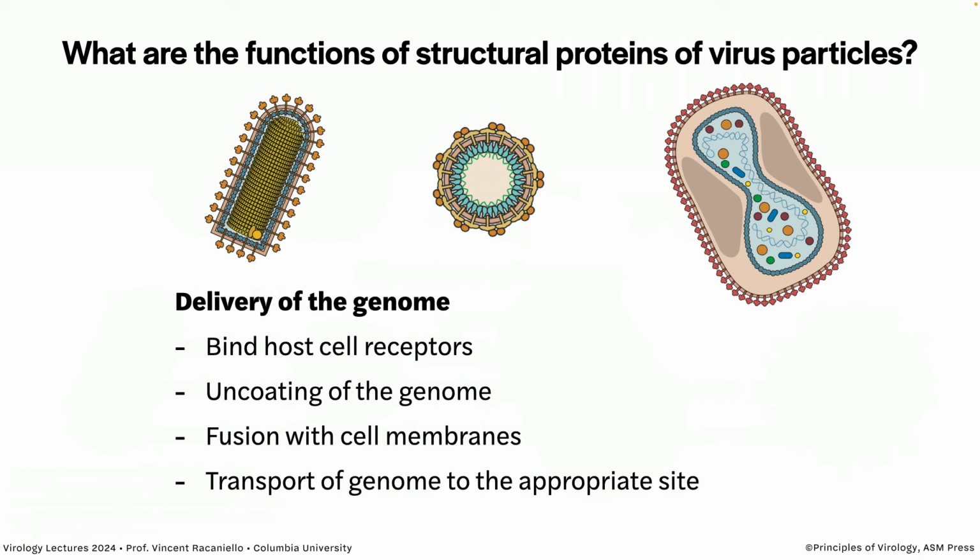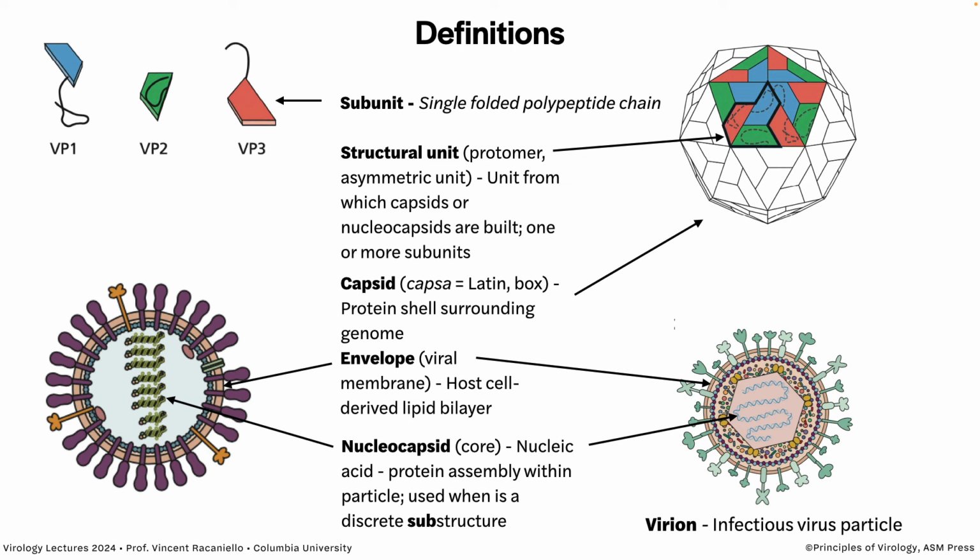These proteins participate in what we call uncoating, that is, release of the genome from the particle. And also, if there's a membrane present, the viral proteins facilitate fusion with the cell membrane, and that's a way that the nucleic acids get out, and then transporting the genome to the right place in the cell. So a lot of functions of these proteins.